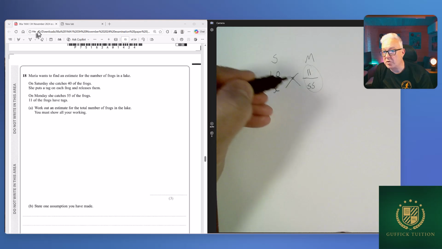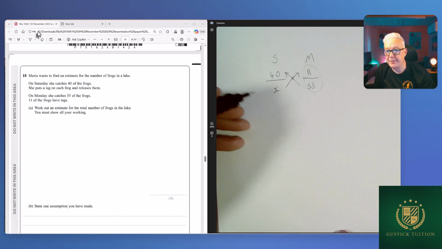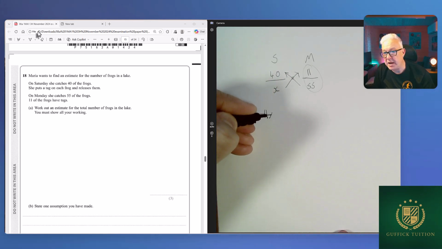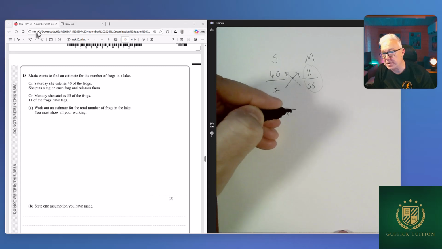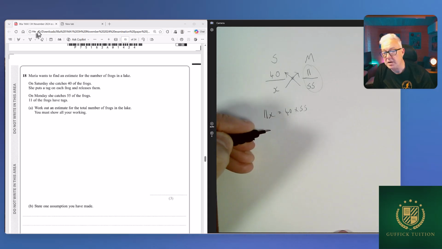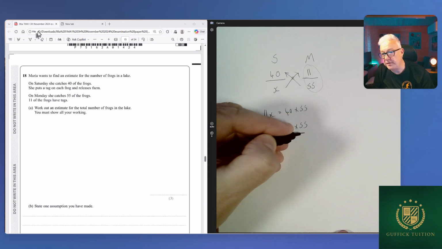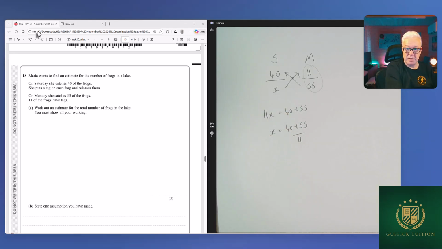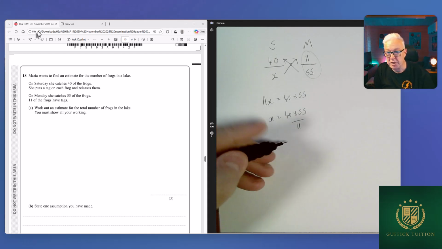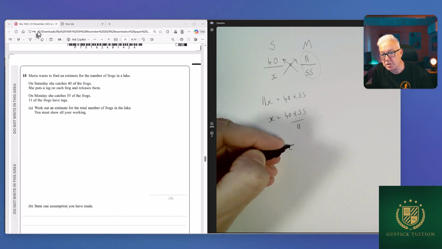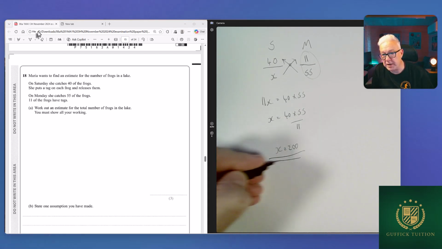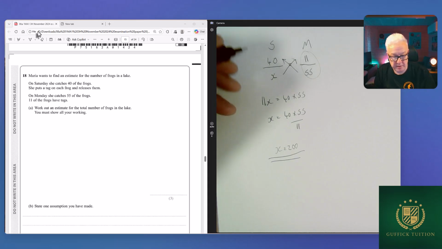So now we can cross multiply to find out what x is. We're going to say 11 times x equals 40 times 55. So therefore x is equal to 40 times 55 divided by 11. Let's see what that gives us. 40 times 55 divided by 11 gives us 200. So we're assuming that there are 200 frogs in the lake. So that's part A done for 3 marks.